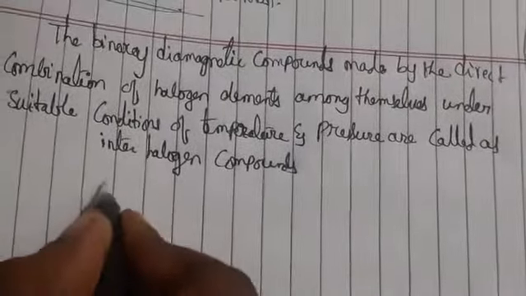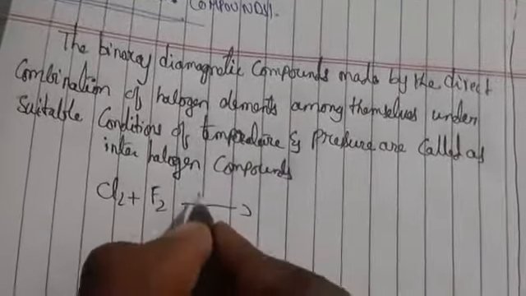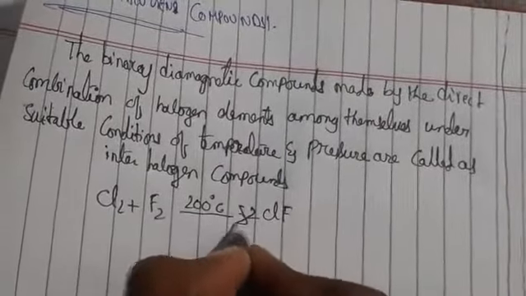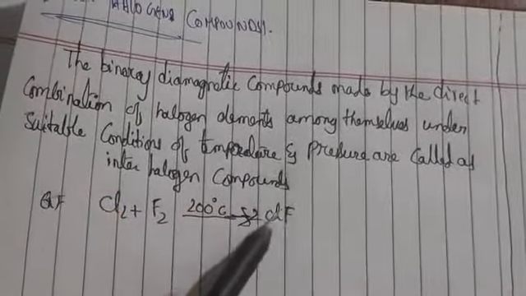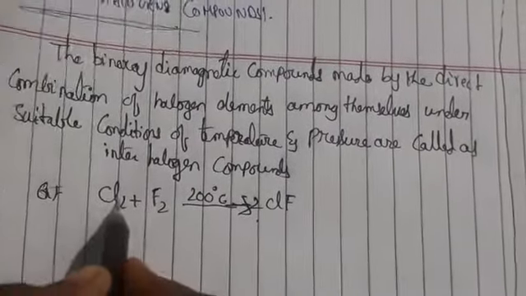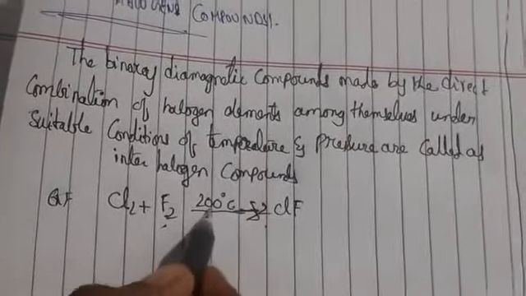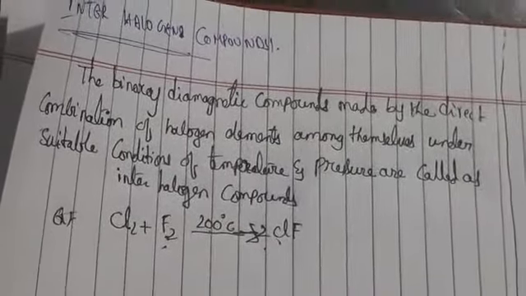Let us see one example here. I am taking Cl2 plus F2 at 200 degrees temperature. It gives 2ClF. This is one example. What I told you in the definition: this is a binary diamagnetic compound made by direct combination of halogen elements. These two halogen elements combine directly among themselves at a certain temperature, and that we call an interhalogen compound.